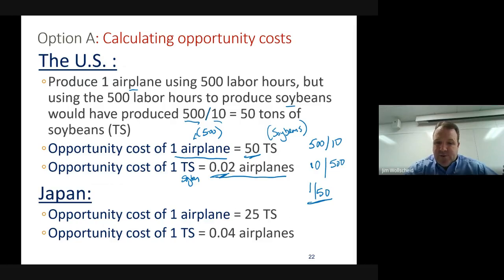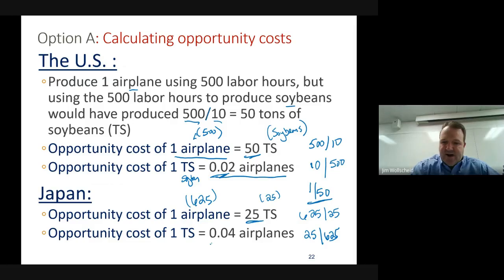So let's talk about Japan. We would do the exact same trick for Japan. So one airplane was 625, a soybean was 25 labor hours. I take 625 divided by 25, I get 25 soybeans. I take 25 divided by 625, I get 4/100ths of an airplane. So I've calculated the opportunity cost now for the United States and for Japan.